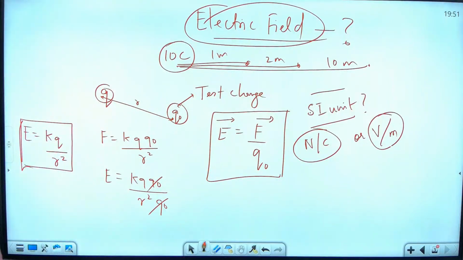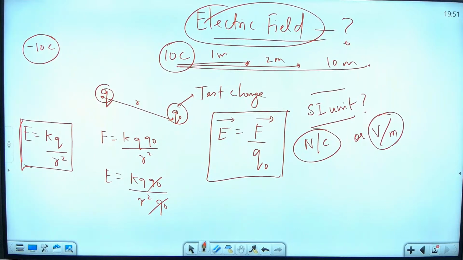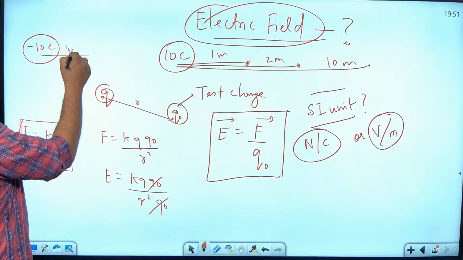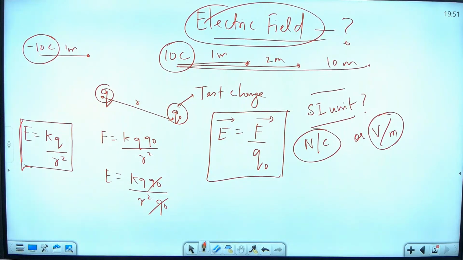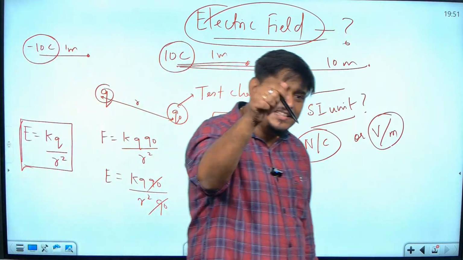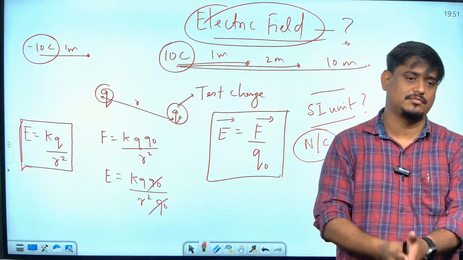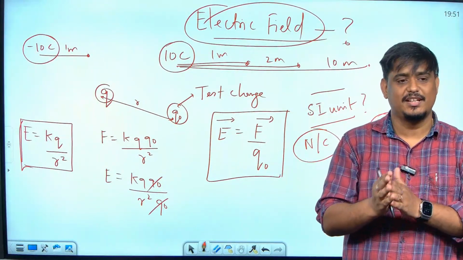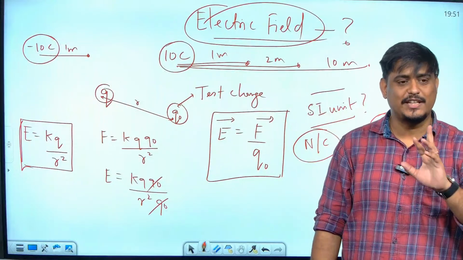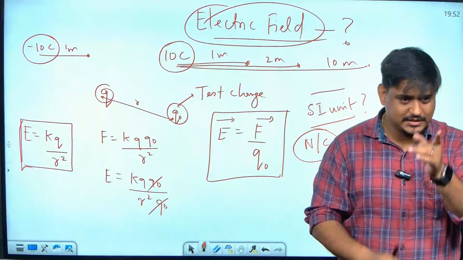Of course you cannot say that, because if I have minus 10 coulomb charge, what will happen, you know? It will become the opposite. If I go 1 meter away, see, it is the square of distance only. The charge only is negative. We are not going to square minus 10, we are going to square only 1, isn't it?